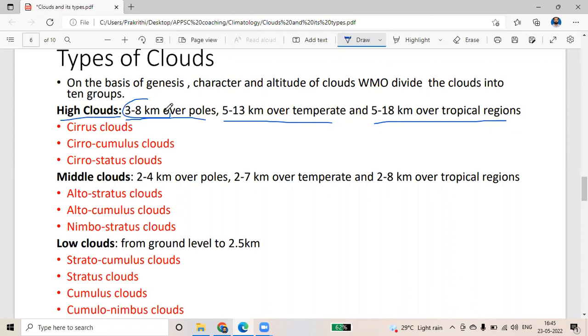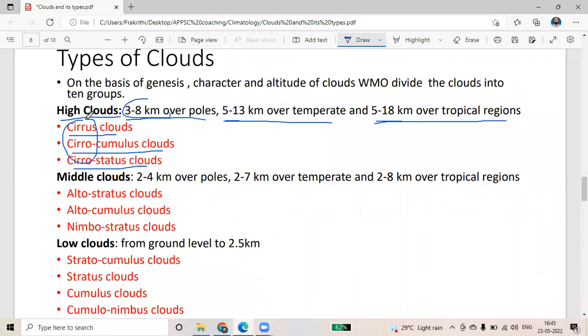And in the temperate region, that is the mid-latitudinal regions, it comes between 5 to 13 kilometers. And in tropical regions, it extends between 5 to 18 kilometers. These are the high clouds. So what is in it? One is cirrus clouds directly, second is cirrocumulus, then cirrostratus. If you look, you can see the term cirrus. The major cloud is cirrus, the hairy structure we mentioned for cirrus.